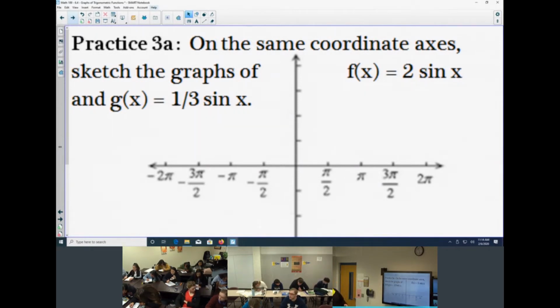Now, if you want it to be perfect, you can do it in your calculator. But really, if you just want to do a rough sketch on your paper, that's fine with me.